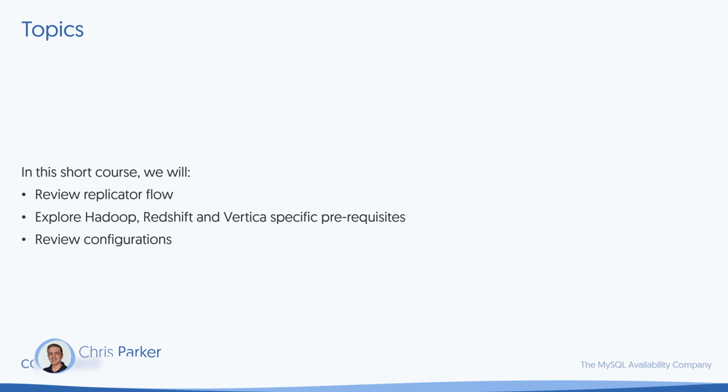So in this course, we're going to look at the replicator flow into three specific data warehouse targets: Hadoop, Redshift, and Vertica. We'll also look at the specific prerequisites required for those targets, and then we'll look at some of the example configurations you can use.